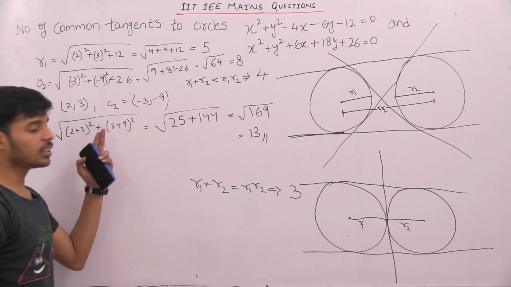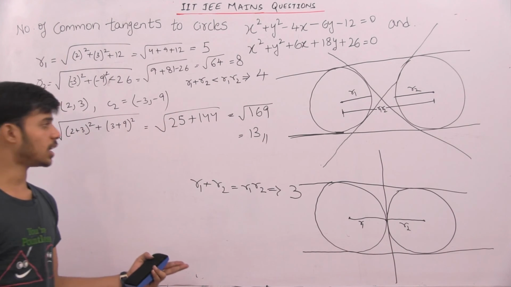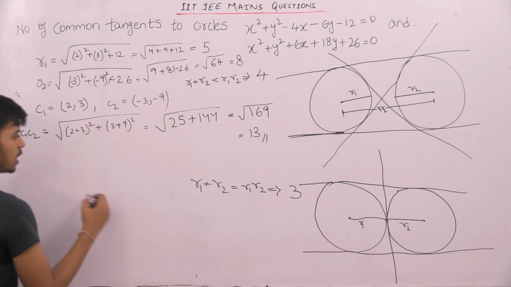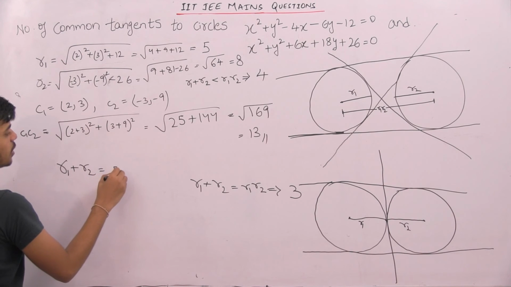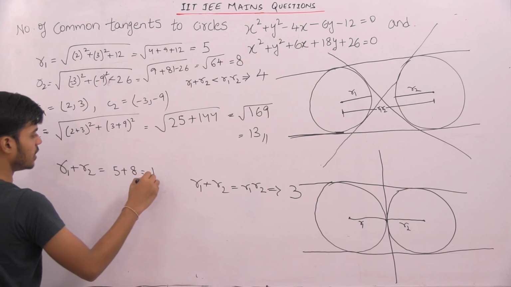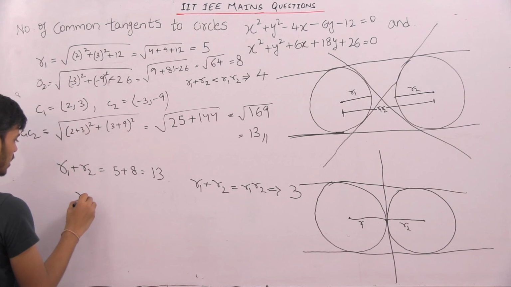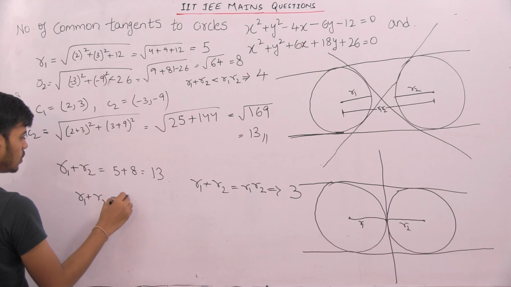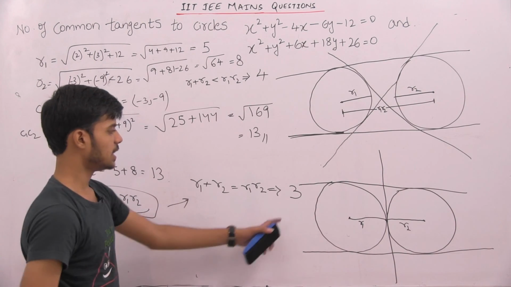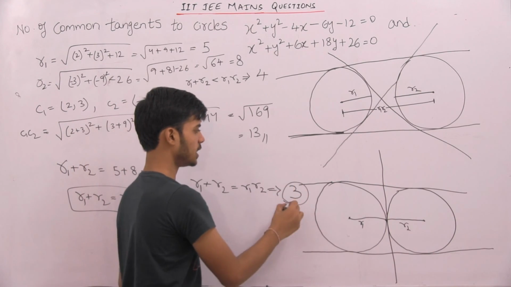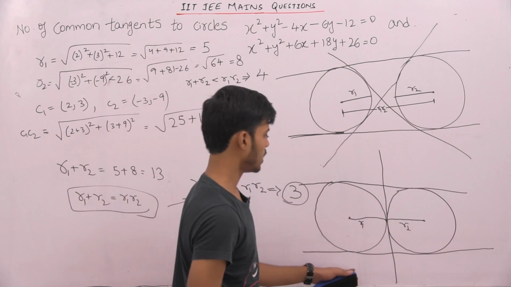So we have r1, we have r2, and we have C1C2. Now let's check r1 plus r2, which is 5 plus 8, which is 13. So r1 plus r2 is equal to C1C2, which is the second case. Hence we have 3 common tangents.